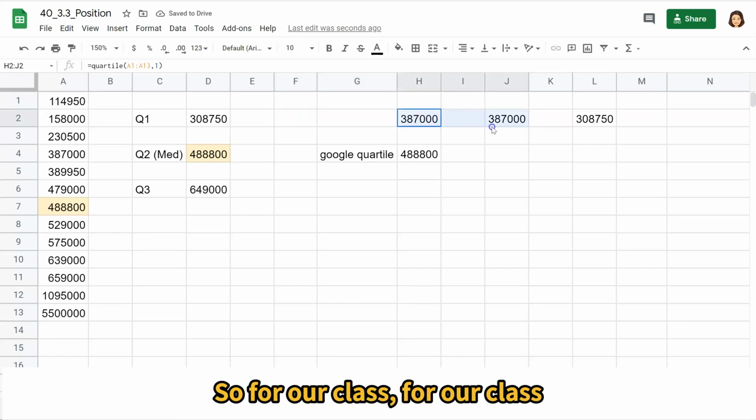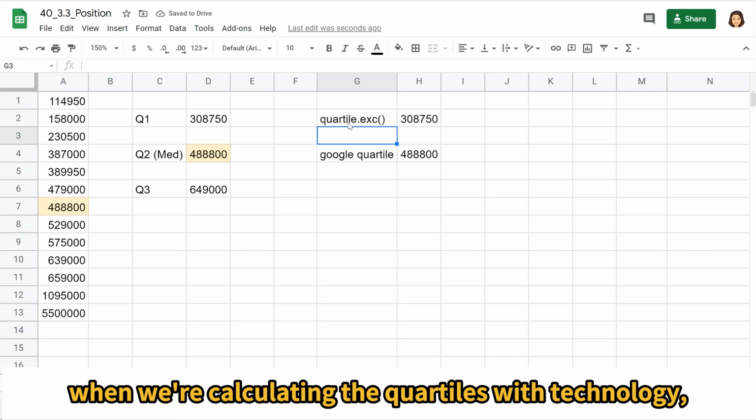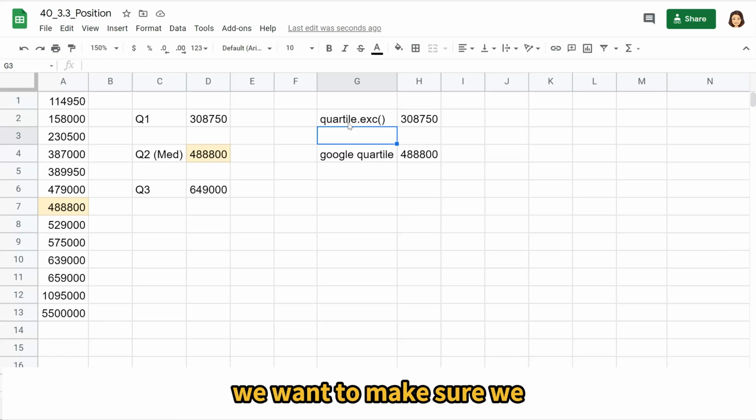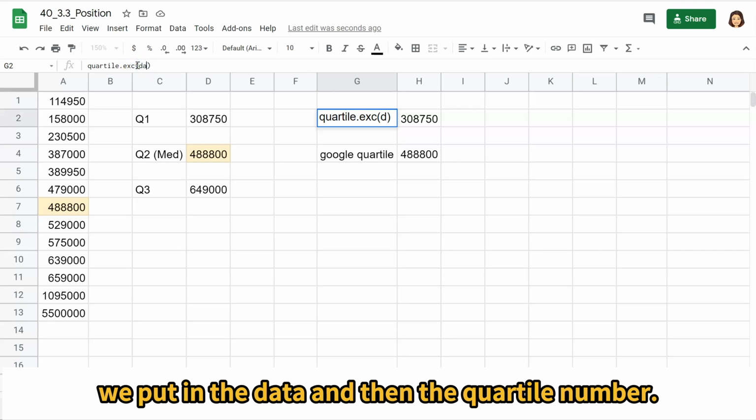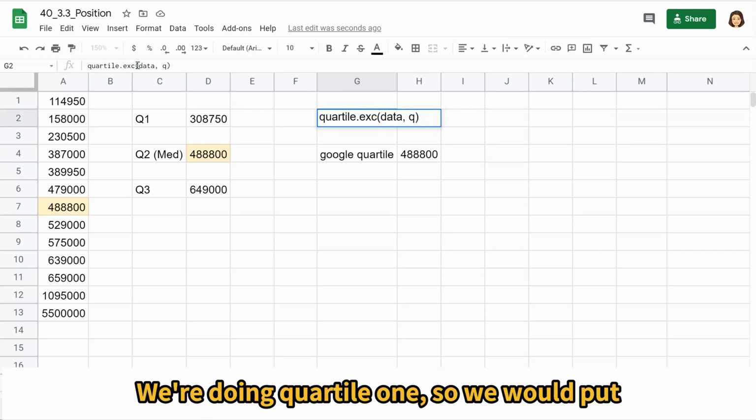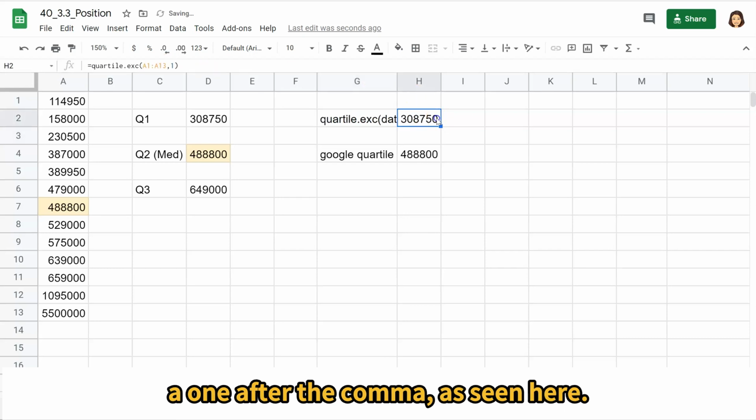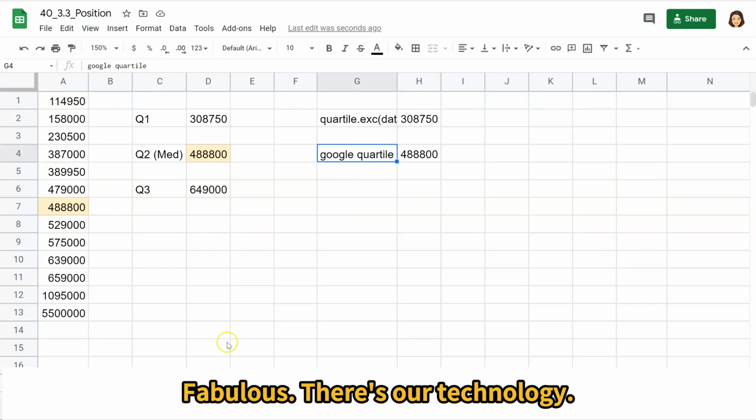So for our class, when we're calculating the quartiles with technology, we want to make sure we use the quartile.exc function. And when we do that, we put in the data and then the quartile number. We're doing quartile 1, so we would put a 1 after the comma, as seen here. Fabulous. There's our technology.